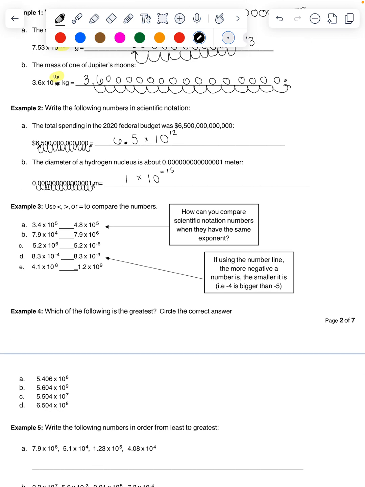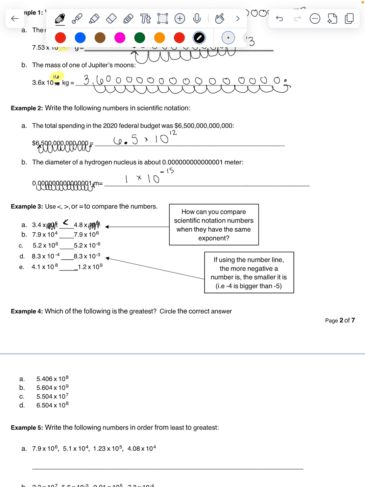So let's look at comparing some numbers with scientific notation. The first one, 3.4 times 10 to the 5th, we are comparing to 4.8 times 10 to the 5th. So these are both times 10 to the 5th. So it's almost like it doesn't matter. They're going to have the same number of zeros after. So now I'm really just comparing 3.4 to 4.8. So 3.4 is less than 4.8.